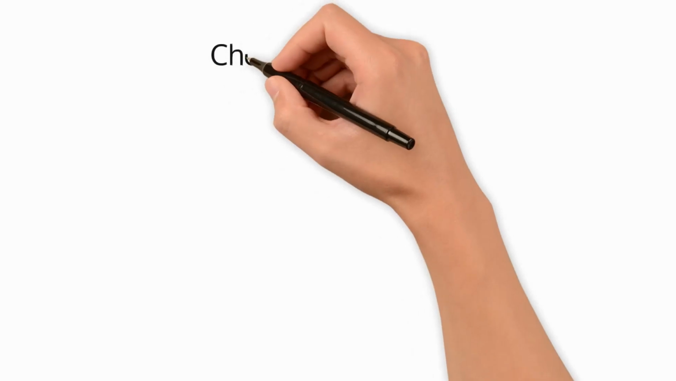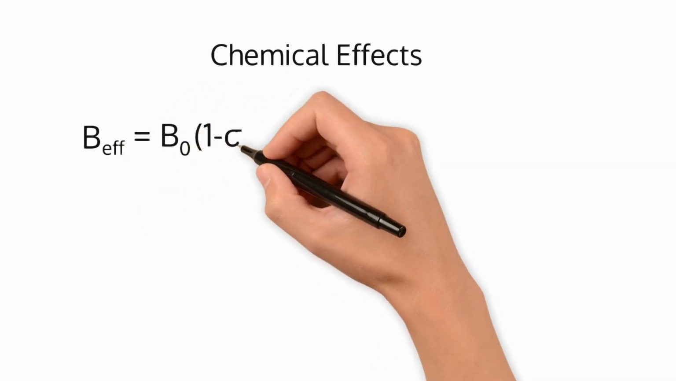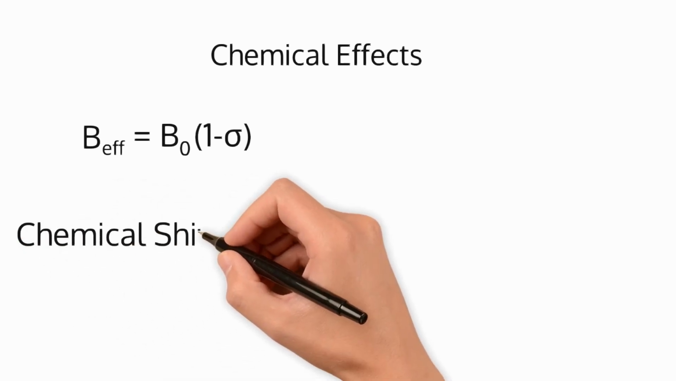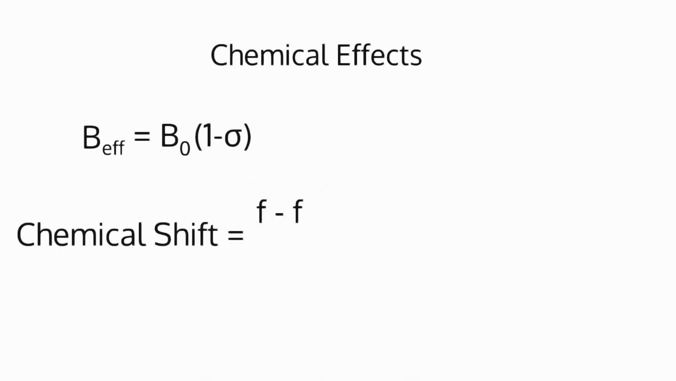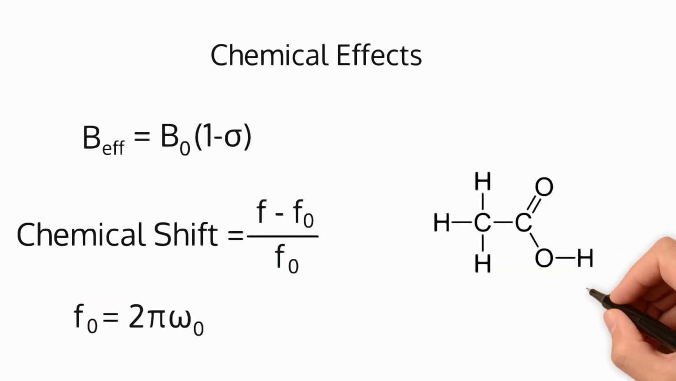However, chemical conditions such as the molecular structure change the effective magnetic field applied to the proton slightly, according to B effective equals B0 times (1 minus sigma), where sigma is a dimensionless shielding constant that depends on the exact conditions the proton is in. This results in a chemical shift in the frequency, defined as the relative change in frequency. This can be different for protons in the same molecule.